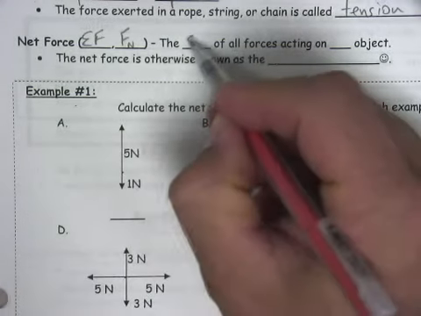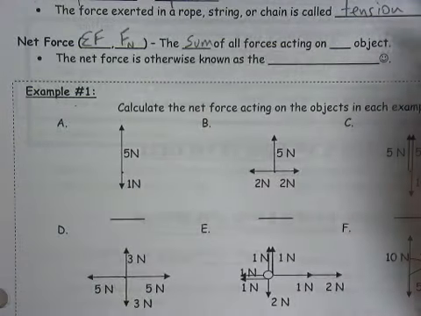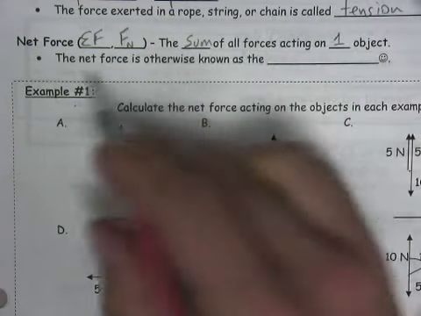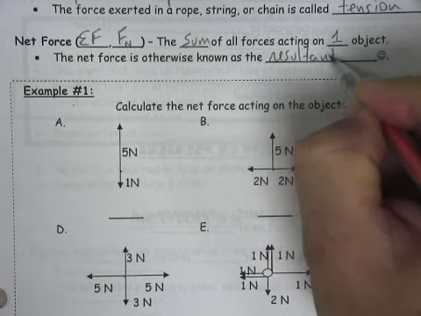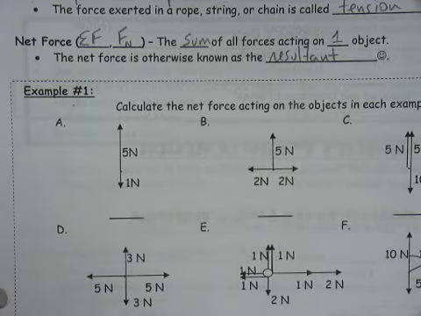And the net force is this: it's the sum of all the forces acting on one object. The net force is also known as the resultant. And we've talked about resultants before in a previous unit, so that should be familiar.